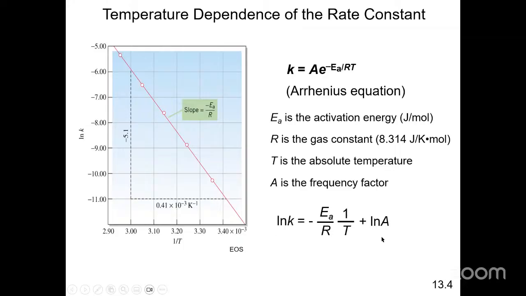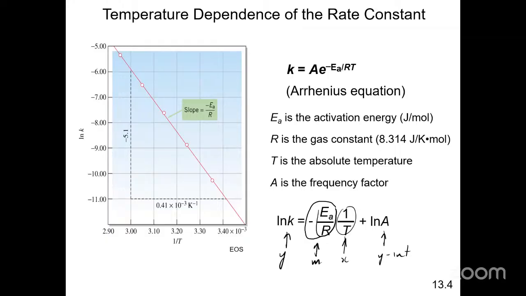And this is more useful graphically and experimentally because, as you can see here, this is the form of a straight line with a negative slope, where ln k would be the y value, 1 over T would be the x value, and ln A would be the y-intercept, and minus EA over R would be the m value, which would be the slope.